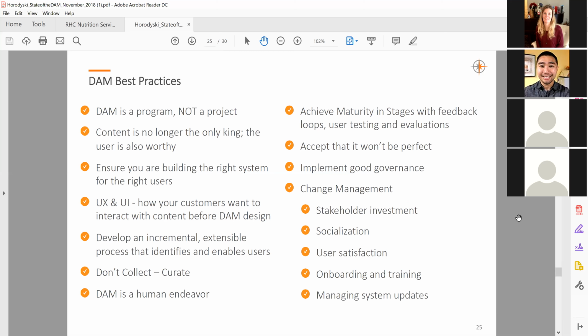The next one is user experience and user interface, as I sort of hinted at before. How do your customers want to interact with the content before you even get the DAM? What kind of experiences do people like? Let's talk about that. Let's have people do design workshops and just creatively put up sticky notes or white paper boards, sticky on the wall. Start talking about what that experience is going to look like.